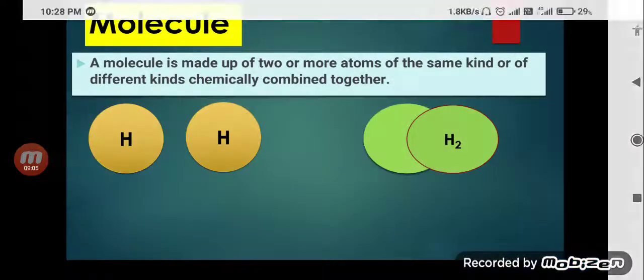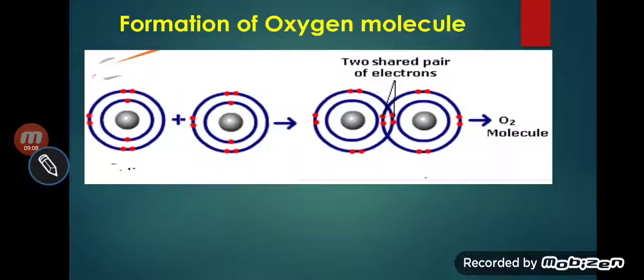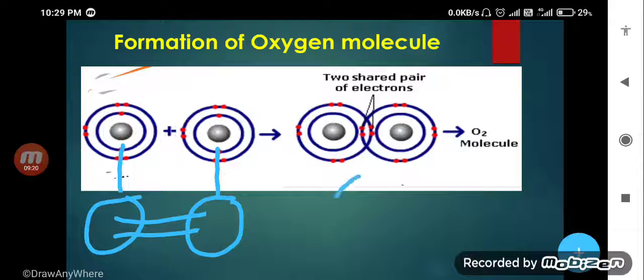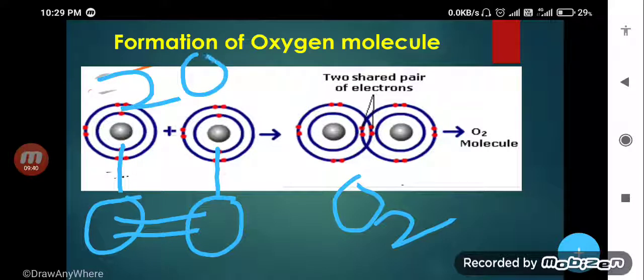Again, I am going to give you one more example. In the case of formation of an oxygen molecule, here you can see that one atom of the element oxygen and another atom, both combine chemically. What is formed? O2 molecule. So, what is a molecule? Whenever two or more atoms, similar or different, combine chemically, they produce a molecule. So, here two atoms of oxygen are there, but only one molecule of oxygen is there, that makes the difference.